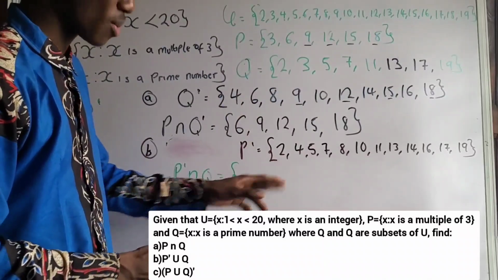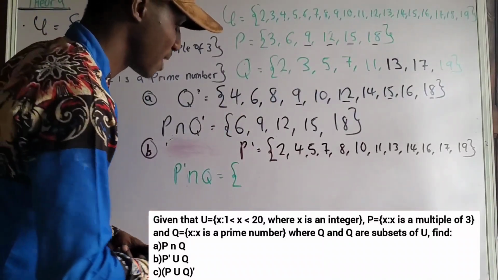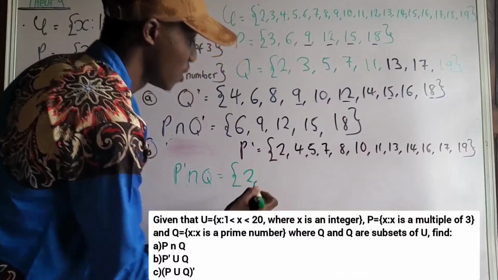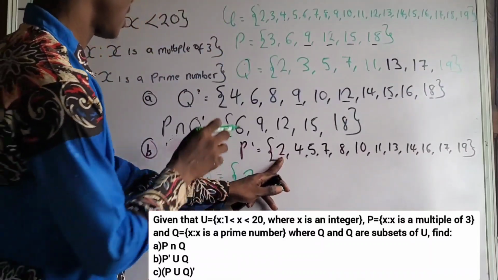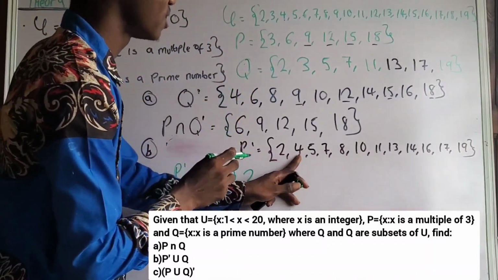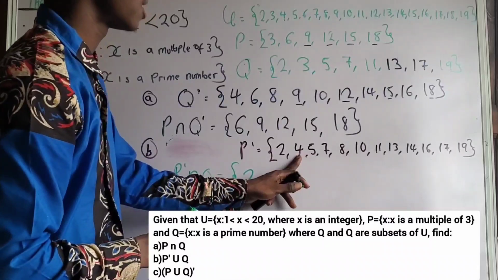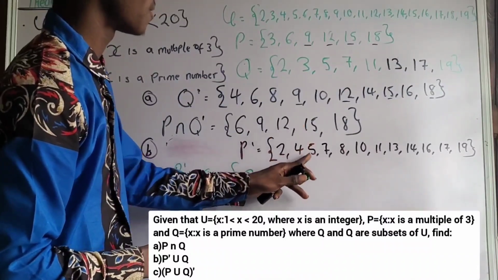You can see that 2 is common, so I'm going to include 2. 2 is part of it. 2 is common here, and it's also common here. What of 3? 3 is not common, so I'm not going to put it. What of 4? 4 is not common. 5 is common.